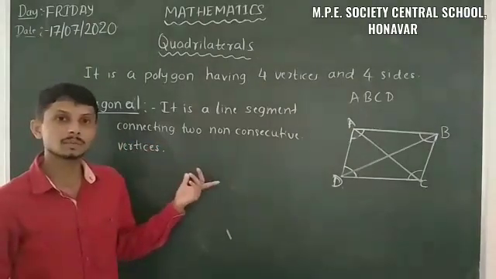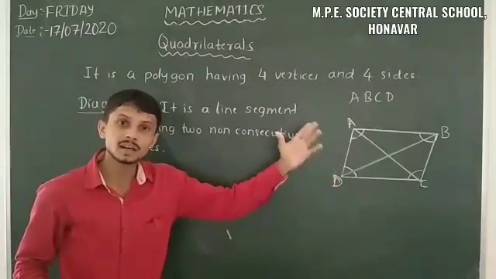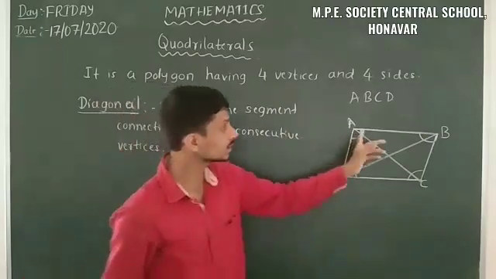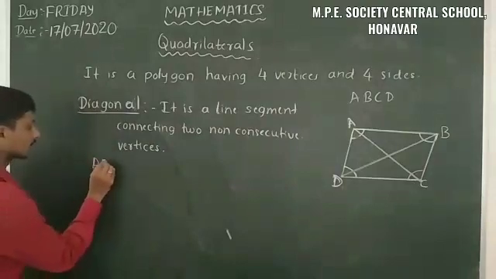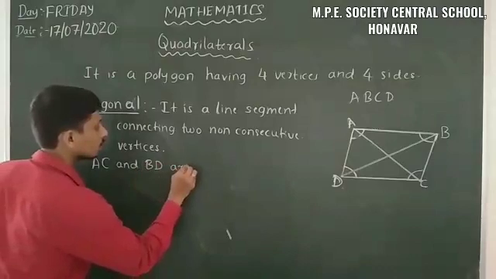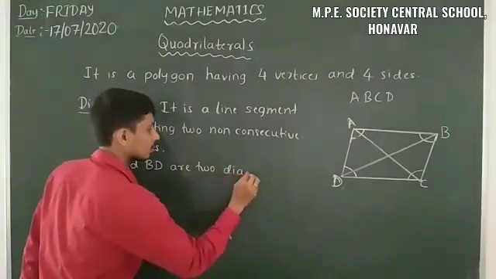Yes. So this is about the diagonal. How many diagonals are there in a quadrilateral? There are two diagonals. There are two possibilities of diagonals. That is AC and BD. AC and BD are the two diagonals.